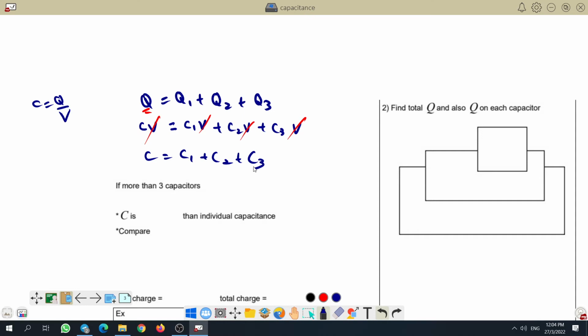Okay. And again, it makes sense. Because we put one more in parallel, it stores its own charge. So of course your capacitance just adds up, since each capacitor stores charge. So if more than 3, no problem, we just add them. So the total C will be more than the individual capacitors.